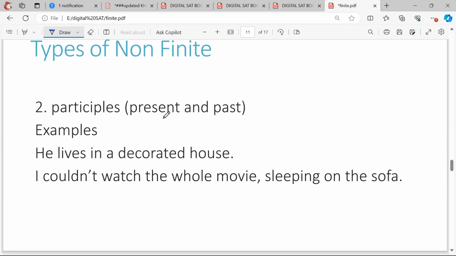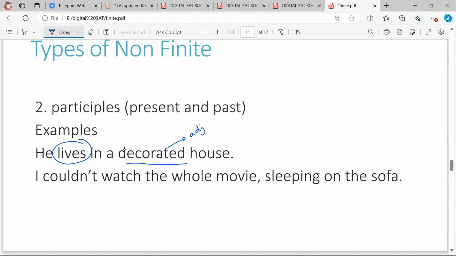Participles, the present participle and the past participle. Look here, he lives in a decorated house. Decorated is an adjective, and it is a non-finite verb because it isn't a main verb here in the sentence. Lives is the main verb.